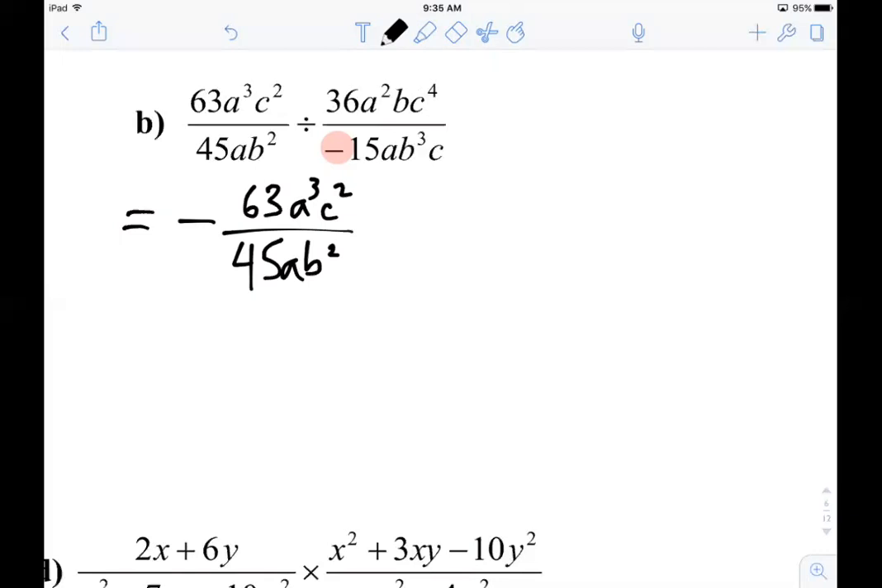And then it's going to be multiplied by, I'll put the 15 a b cubed c on top, and 36 a squared b times c to the fourth. And now I try and reduce as much as possible.